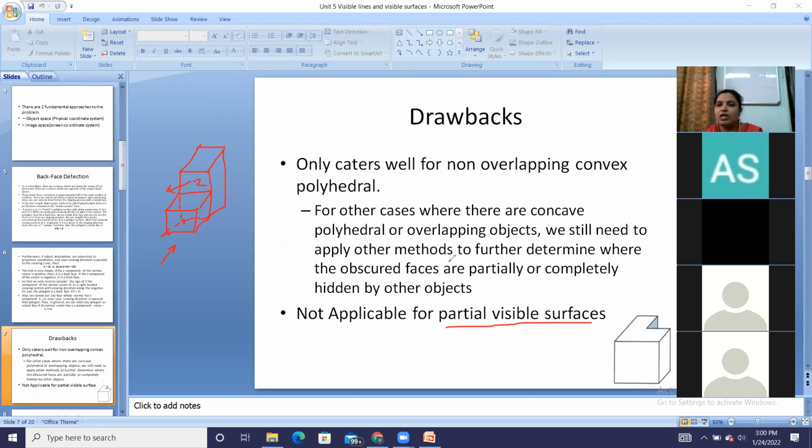First, it is only applicable for a single object. If overlapping objects are there, then we cannot detect which surfaces are visible and which are not. And the second thing is that for partially visible surfaces, we cannot apply this algorithm. So these are the two drawbacks of the backface removal method. Is it clear, all of you?